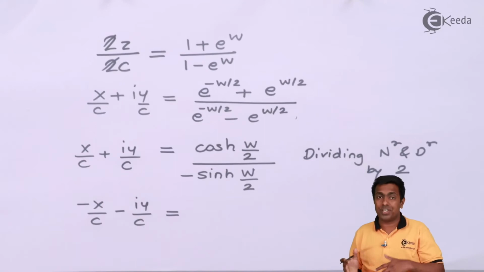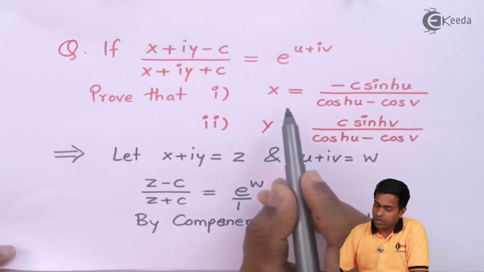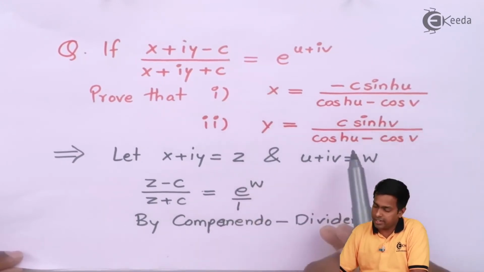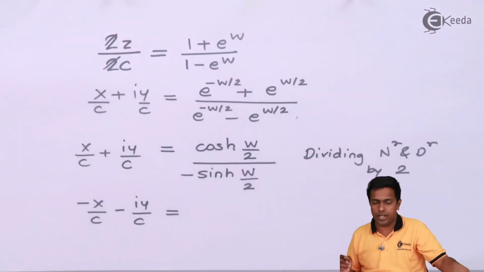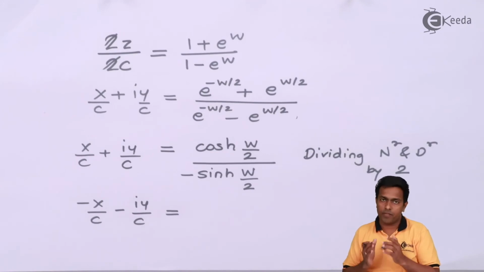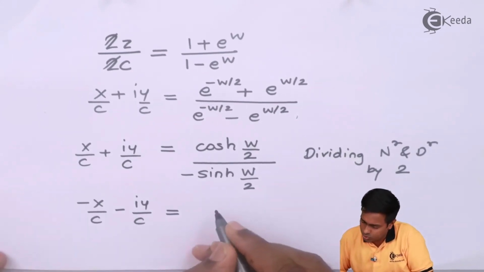Now guys, you must be thinking, let's make it as cot. But don't make that mistake, because if you check the question, here we have to prove that the value of x and y is this, where the denominator is hyperbolic cos u minus cos v. It means we have to bring that hyperbolic cos u minus cos v in the denominator. And if I want that value, then we have to multiply this term with the conjugate. So guys, let's do that.